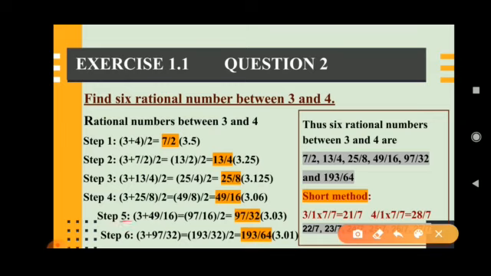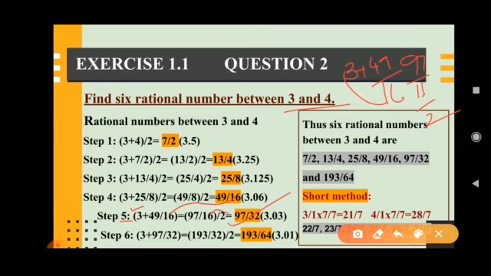Next step, same. Take 3 and the previously obtained rational number. First you add 3 plus 49 by 16. So 16 3s are 48, and 48 plus 49 is 97 by 16, by 2. Again half, so 16 2s are 32. So 97 by 32. If you check in decimal, it is 3.03. Yes, it is in between 3 and 4.